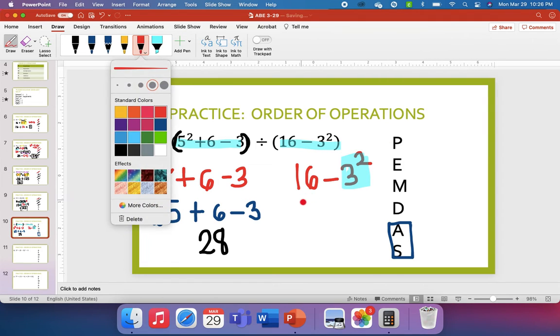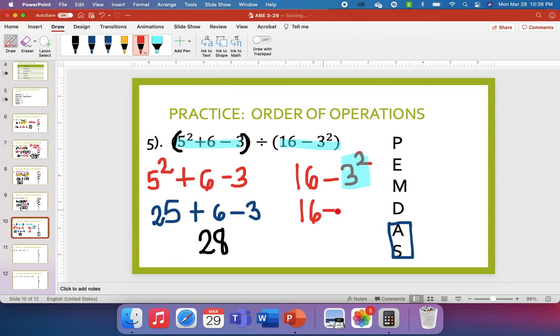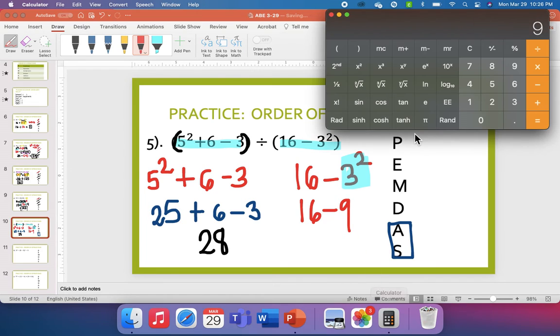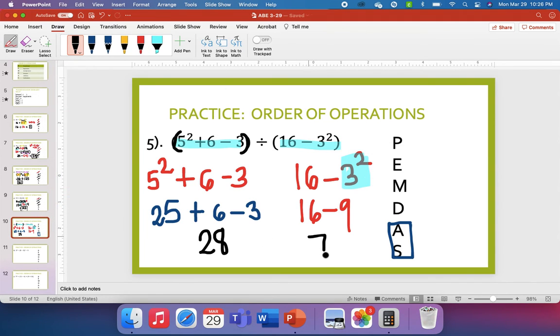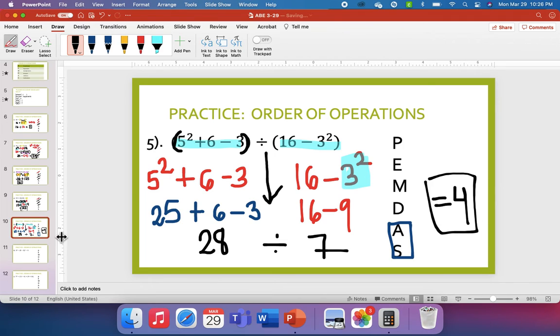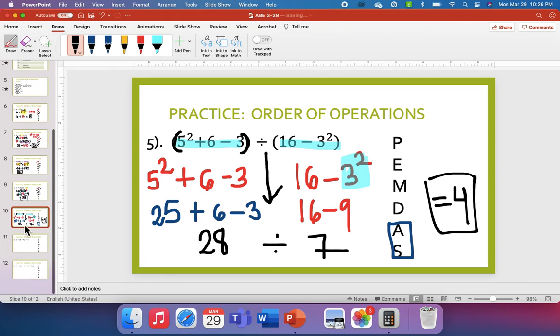So it's basically 16 minus 9. Okay, and again, if you punch that into your calculator, 16 minus 9 is 7. Okay, notice what the operation tells me to do. It tells me to divide the two numbers. So if I divide the two numbers, I know that 28 divided by 7 is going to equal 4. And that's my final answer.